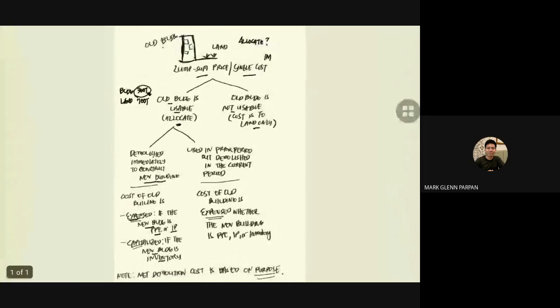Bumili ka ng land and building for a lump sum price. Ang issue, allocate mo ba or hindi? O, tingnan mo. Usable ba or hindi? Kasi kung usable, allocate mo. Pag hindi na siya usable, land na lang diretso. Now, dito tayo may issue pag usable.